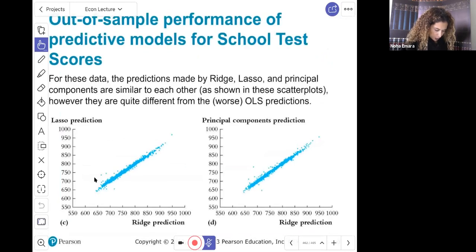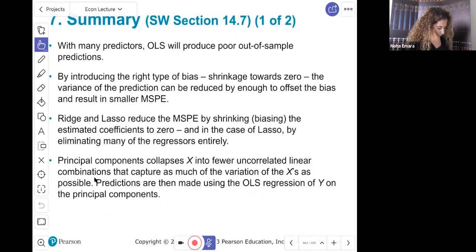Okay, this one is just showing us the predictions made by Ridge, Lasso, and the principal component. As you can see, you have a positive correlation. Whatever you get with the Ridge prediction would be very close to what you get with the Lasso prediction, and the same with the principal components. So there is a correlation between the results of the three methodologies, but the OLS is going to be totally different. It's going to be the worst, as we have seen.